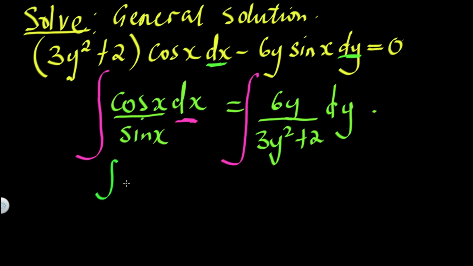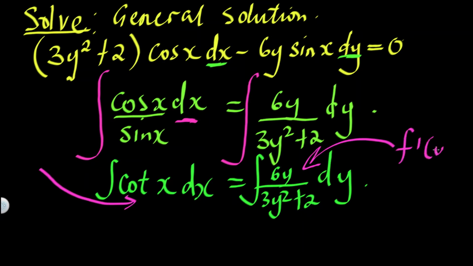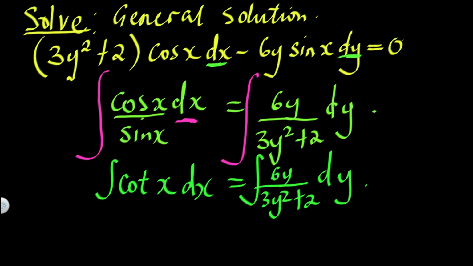So this is like the integration of cot x dx being equal to the integration of 6y over 3y squared plus 2 dy. Now, if I go to my formula sheet, I'll find the integral of cot x. And if I look at the right hand side, the numerator is the derivative of the denominator. So it's like I have something like f prime of y over f of y. And I know how to integrate this. The answer is simply ln of f of y. That's how I do it. From here, I just need to consult my formula sheet and then I get my answers. That will be the final step.